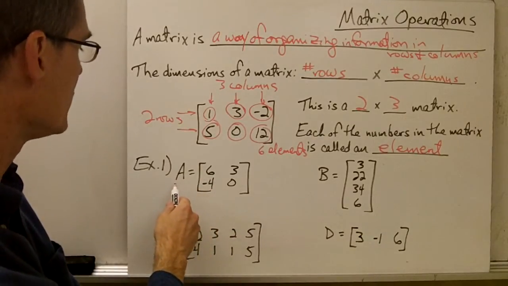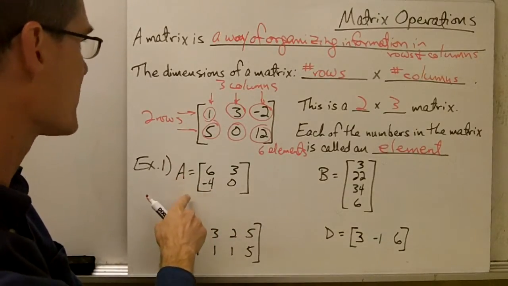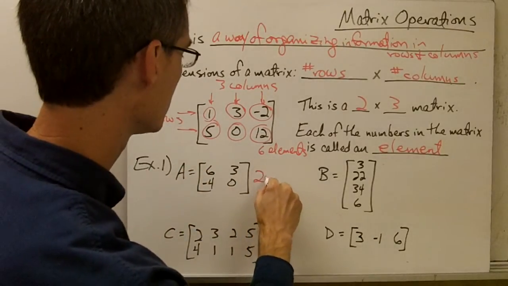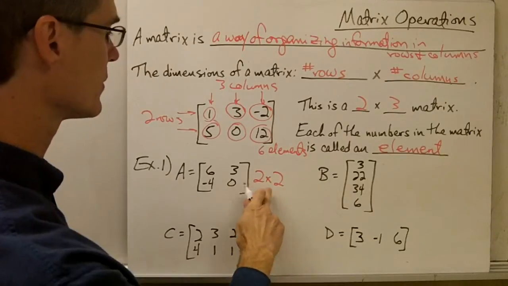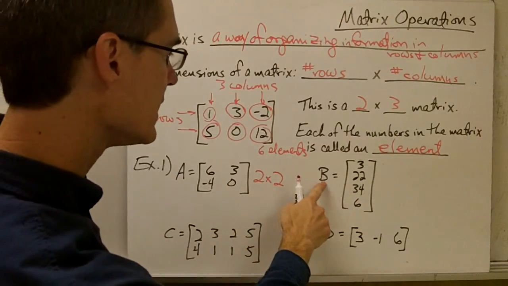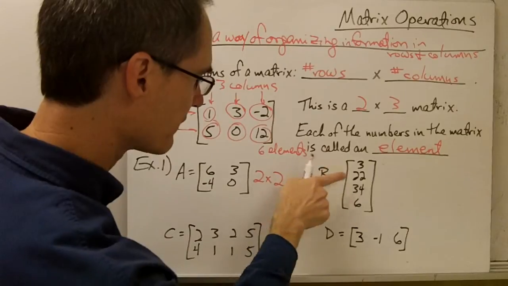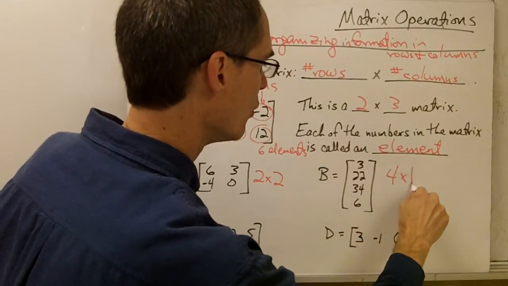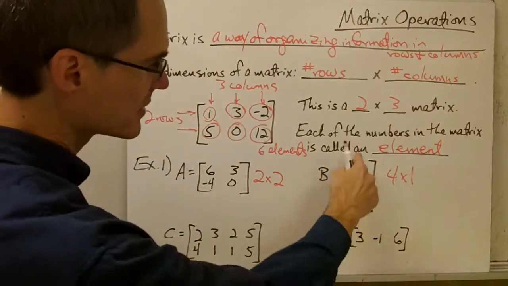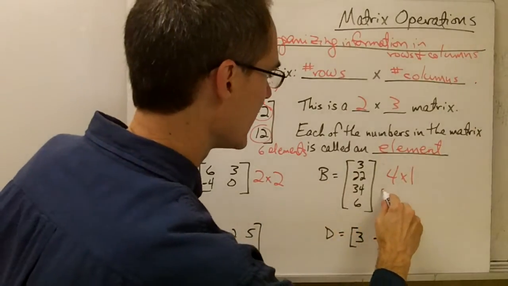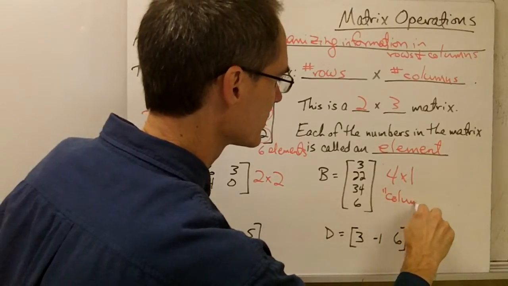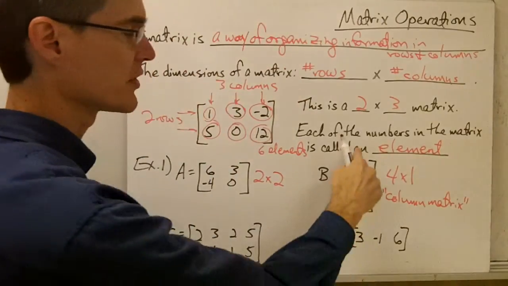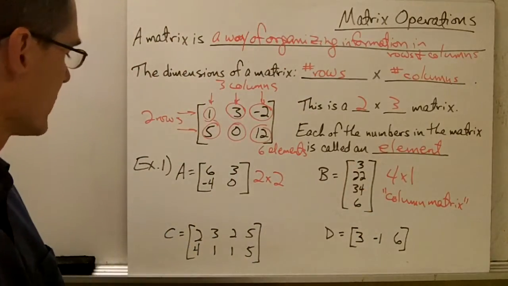So the dimensions of each of these matrices, matrix A, I can see it's got 2 rows and 2 columns, so this is going to be a 2 by 2 matrix. Those are the dimensions. Matrix B, let's see, it's got 1, 2, 3, it's got 4 rows and only 1 column, so this is going to be a 4 by 1 matrix. By the way, this matrix is also called a column matrix. Anytime you have a matrix that just has 1 column, that's referred to as a column matrix.